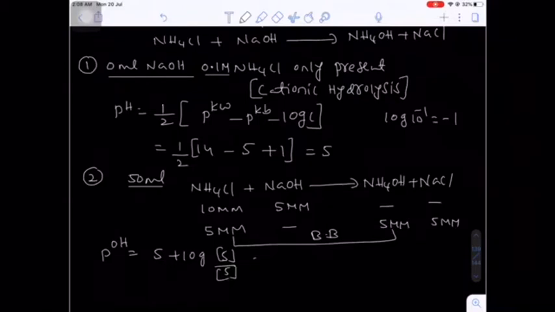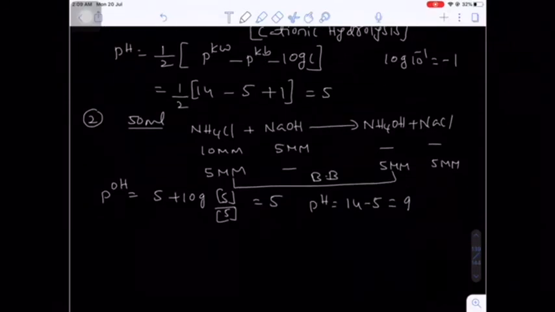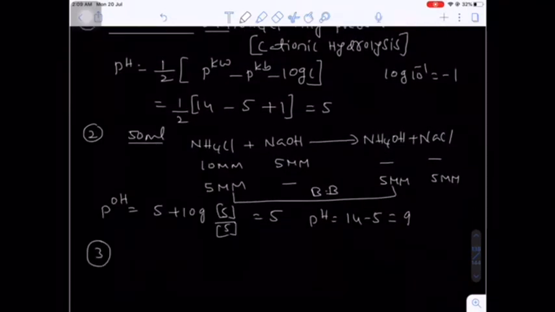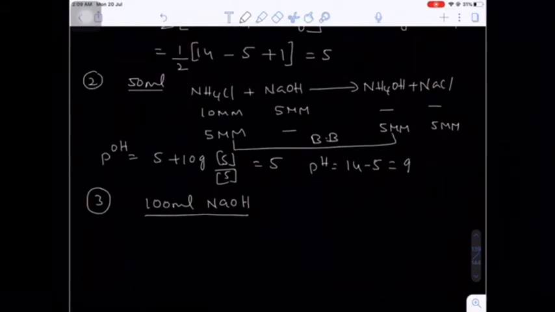Basic buffer. For a basic buffer, pOH is equal to pKb, that is 5, plus log of salt concentration 5 millimoles by base concentration also 5, log 5 by 5, log 1, which is 0. So the pOH value is 5. So the pH value will be 14 minus 5, that is equal to 9. Are you getting my point? So this is the pH of the solution. This is the basic buffer. Which buffer will this be? Basic buffer.